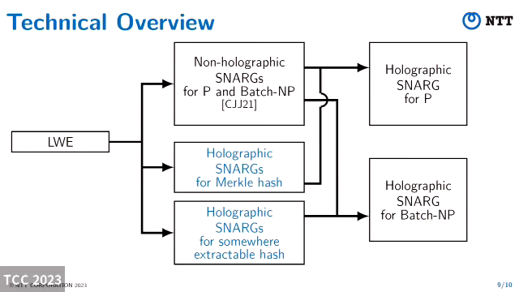More concretely, we construct holographic SNARGs for two types of hash computation. One is the Merkle hash computation, which we use to obtain a holographic SNARG for P. And the other is for somewhere extractable hash computation, which we use to obtain a holographic SNARG for batch NP. Unfortunately, I don't have enough time to explain the details of these two constructions, so we just give some key points of them.